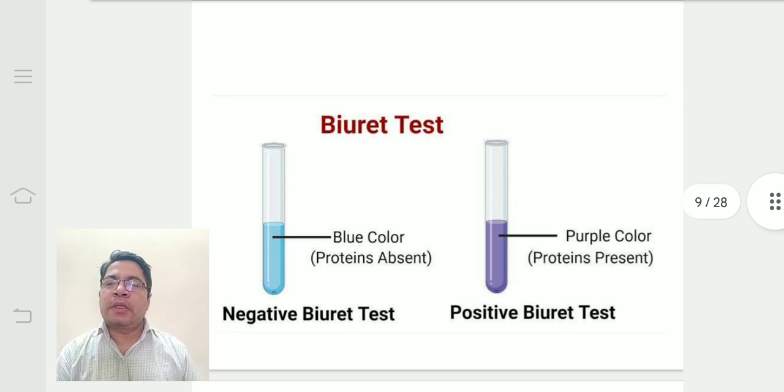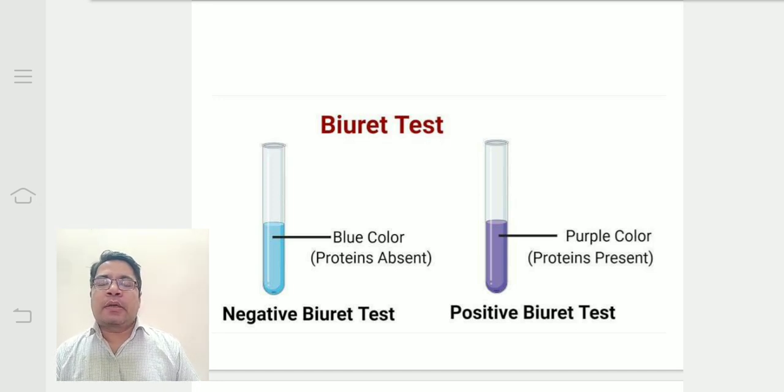In this diagram, we can see that negative Biuret test occurs because proteins are absent and it gives blue color, whereas positive Biuret test contains proteins that are present and gives a purple color.